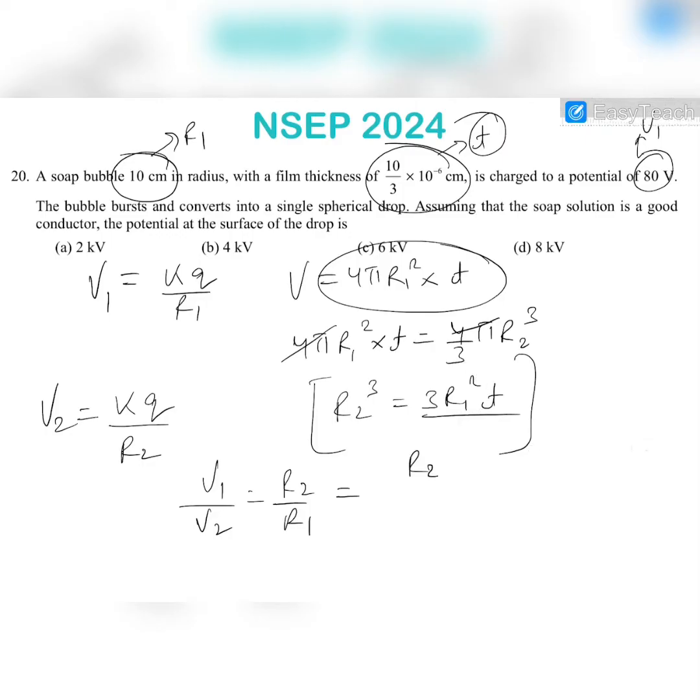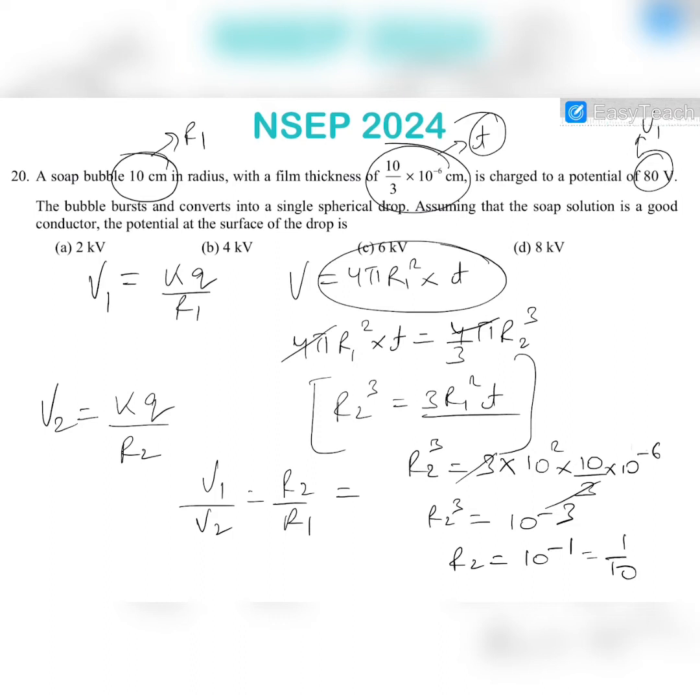R2 cube will be equal to 3 into R1 square, which is 10 to the power 2, and T will be 10 upon 3 into 10 raised to power minus 6. So R2 cube will be equal to 10 to the power minus 3. So R2 will be equal to 10 to the power minus 1. So it is 1 by 10.